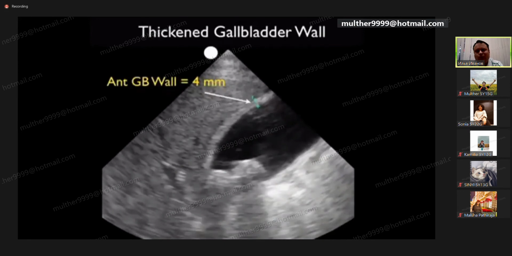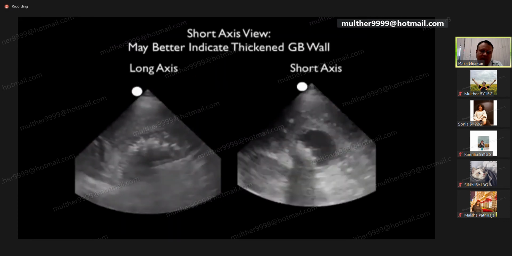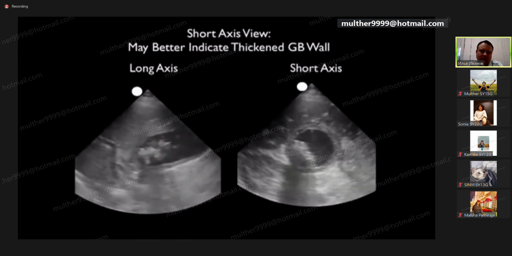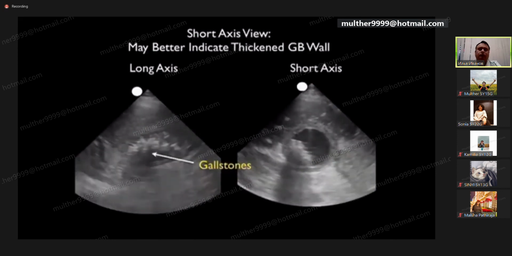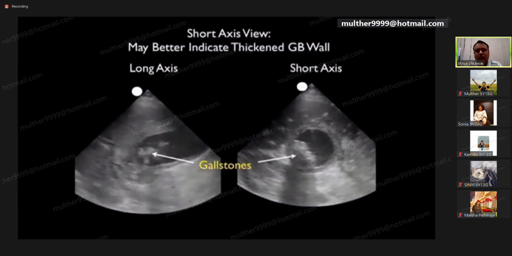Here we're going to put calipers down on the anterior gallbladder wall, and notice that we have a measurement of 4 millimeters, indicative of a thickened gallbladder wall as we defined prior in the last slide as greater than 3 millimeters in width. This is a video showing two views of the gallbladder taken from a patient with right upper quadrant pain and fever. We see long axis to the left and short axis view to the right.